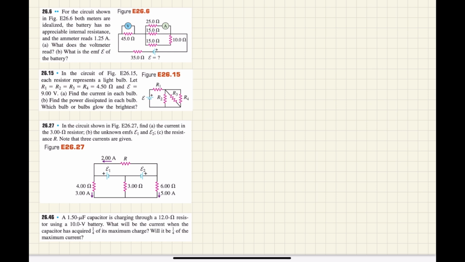Find the current in each bulb. So what can we do there? First of all, let's see if these are in series or parallel. Ignoring R1, because that's definitely in series with the rest of this little component here. Then it branches off into here, here, and here. Which then combine to form this, which is a little bit annoying.